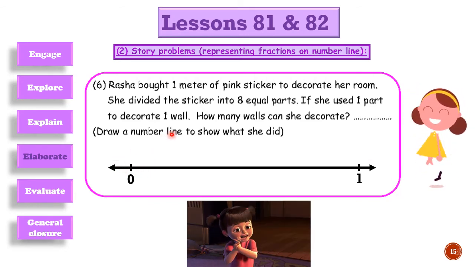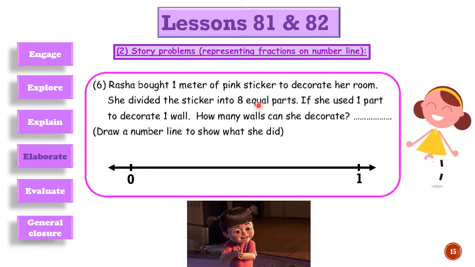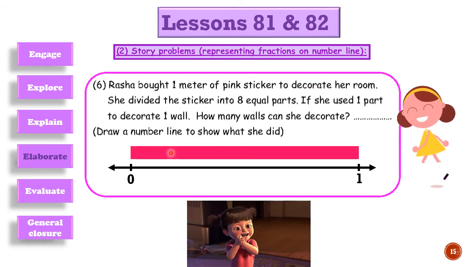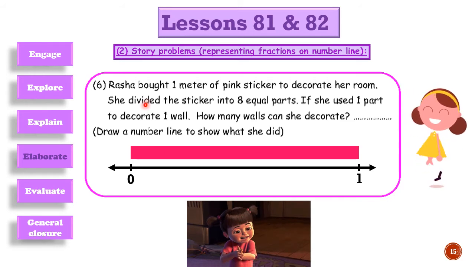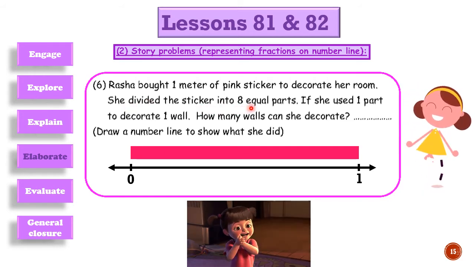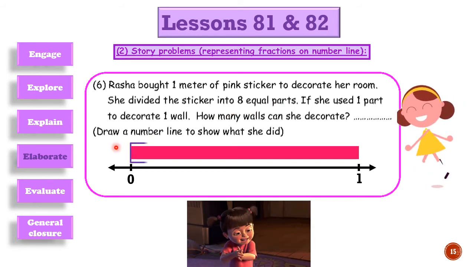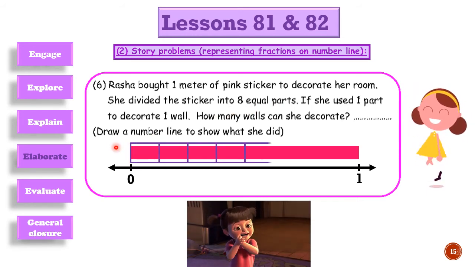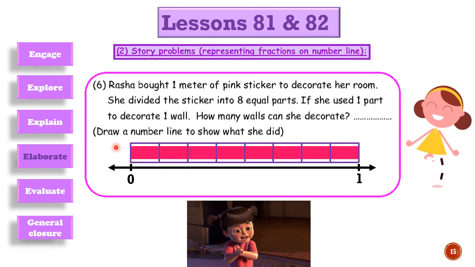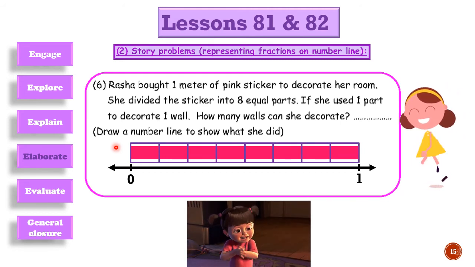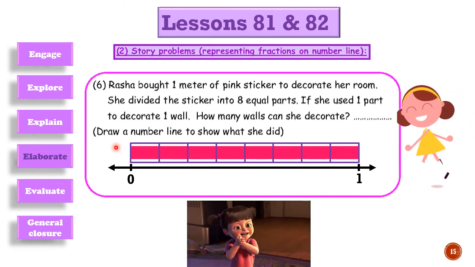Now let's put our fraction strip on it, which is the pink sticker like this. To distribute this pink sticker, we divide it into 8 equal parts. 8 equal parts like this. 1, 2, 3, 4, 5, 6, 7, 8. Then each part is called what? Yes, eighths.